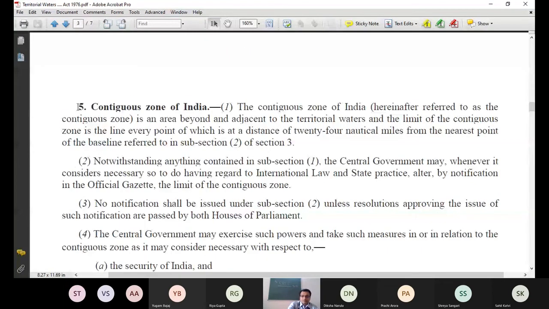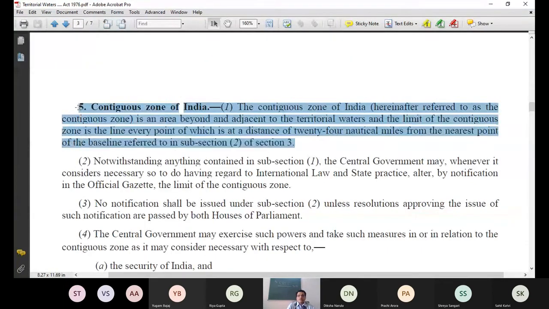And what it says: the contiguous zone of India, hereinafter referred to as the contiguous zone, is an area beyond and adjacent. Adjacent means going by side, beyond means over and above. Beyond and adjacent to the territorial waters, and the limit of the contiguous zone is the line, every point of which is at a distance of 24 nautical miles from the nearest point of the baseline, referred to in subsection 2 of section 3. Already I have covered 3.2, which was for territorial water, and this is for contiguous zone.